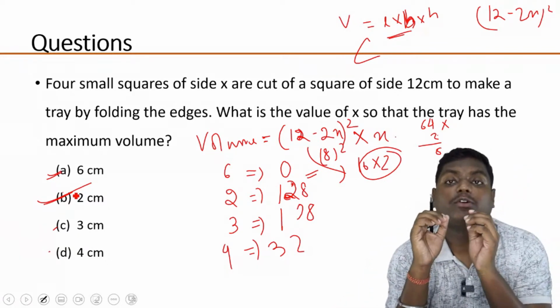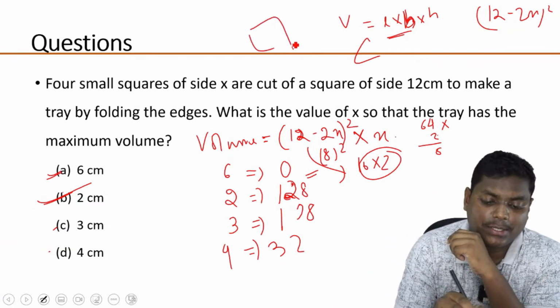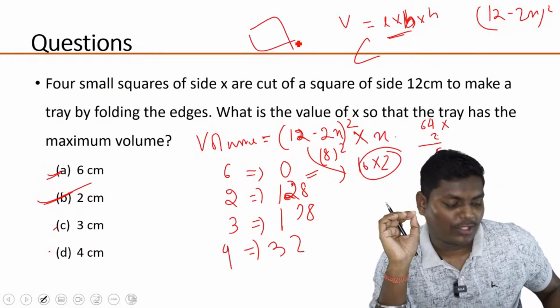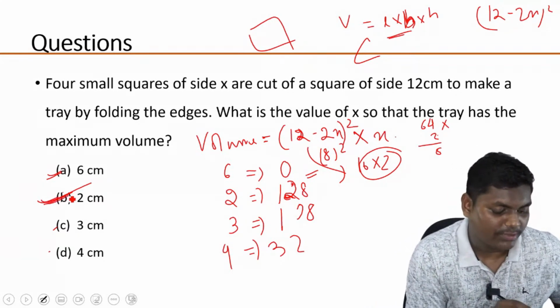So if you plug in the value of x, if the dimension of the square is 2 centimeter by 2 centimeter, we'll be getting the maximum volume. So the correct option is option B, 2 centimeter.